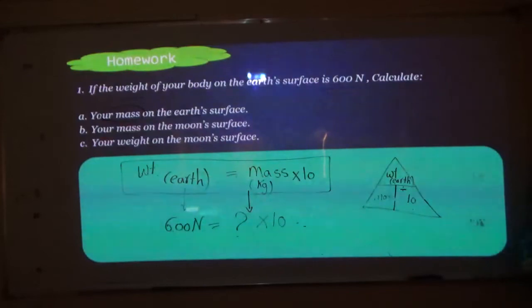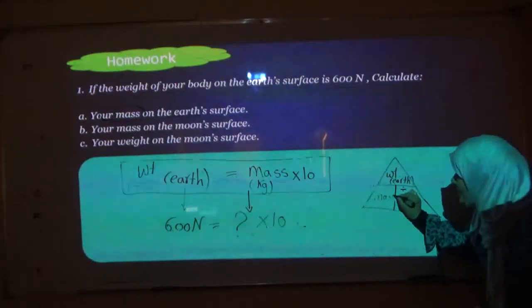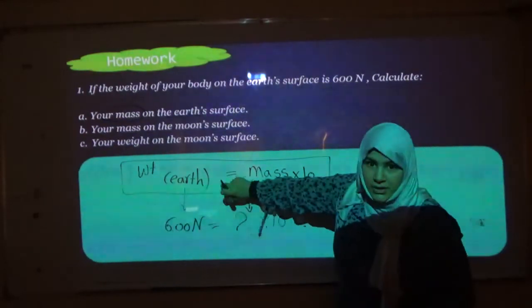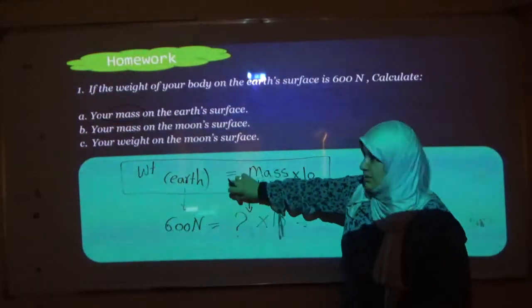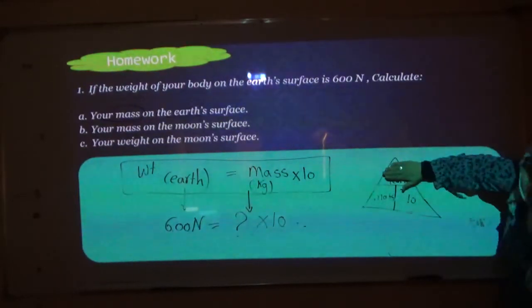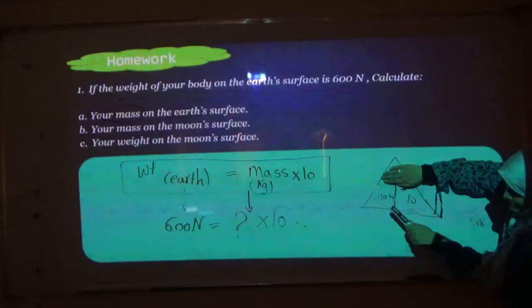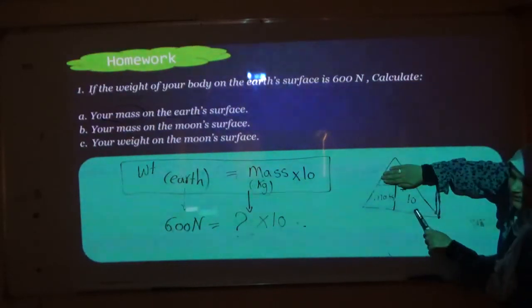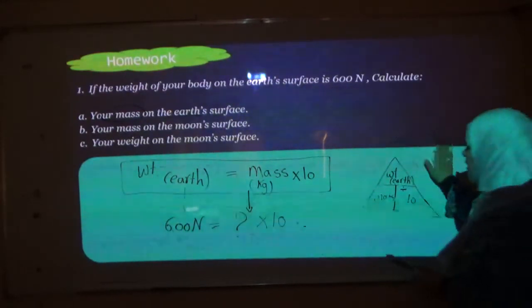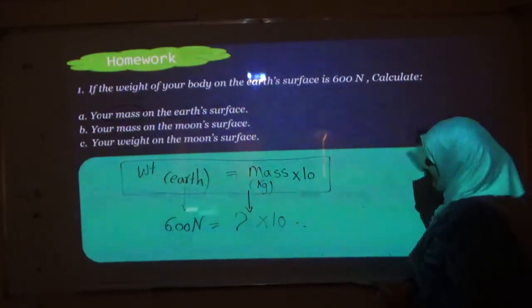So what if we want to measure the weight on the earth? Let's make sure of this rule. Maybe it's wrong. Let's see what the magic triangle says. I put my hand here. The weight on the earth will be equal to mass multiplied by 10. And this is a right rule. So, using the magic triangle, I can measure the value of mass and the value of weight.